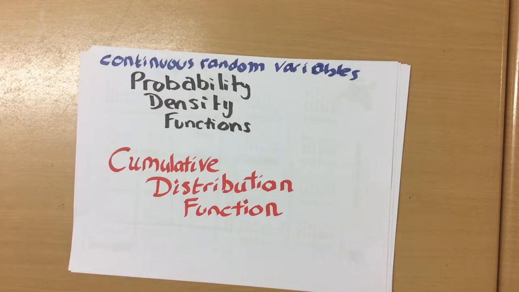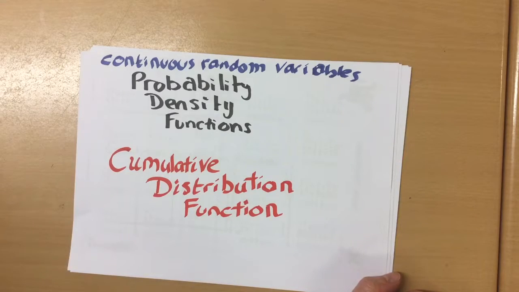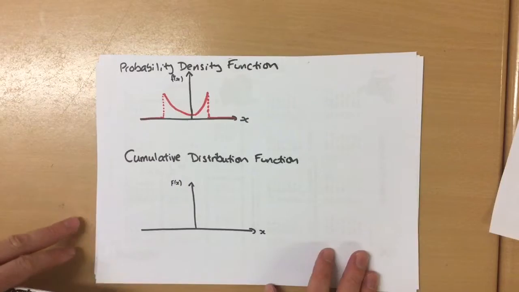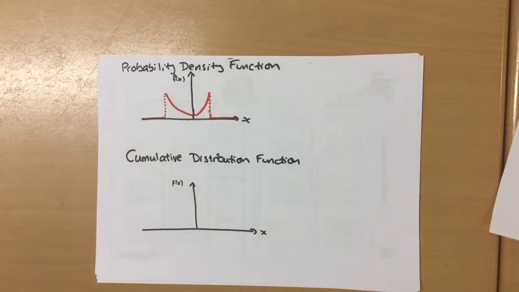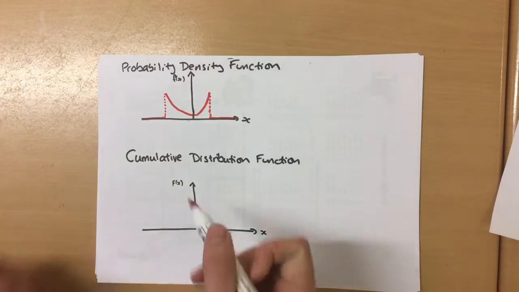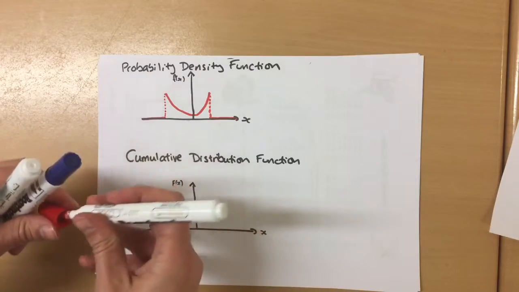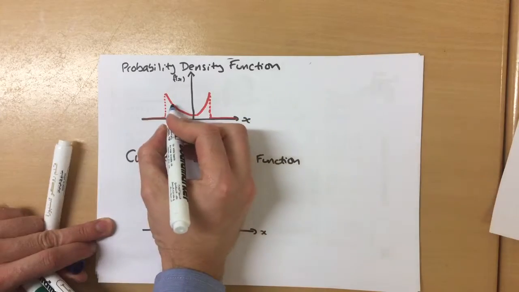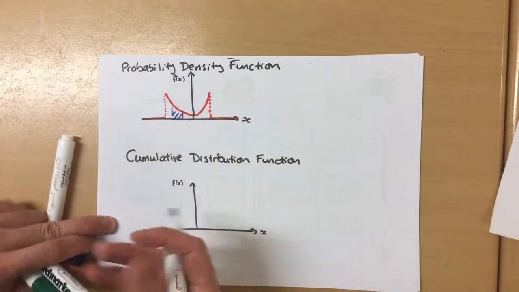Previously, you've been looking at continuous random variables and their probability density functions. Now, we're going to look at some cumulative distribution functions, like this. So, here is the probability density function for something. And if you remember rightly, to find the probability underneath it between two numbers, you would have to find the area underneath the graph like this. And that's your probability.